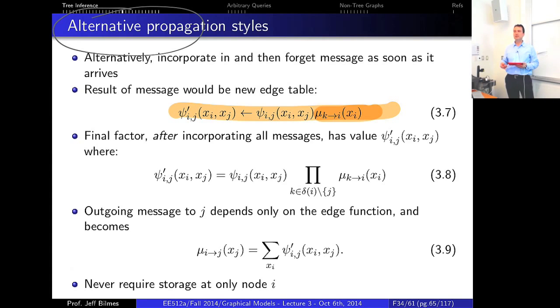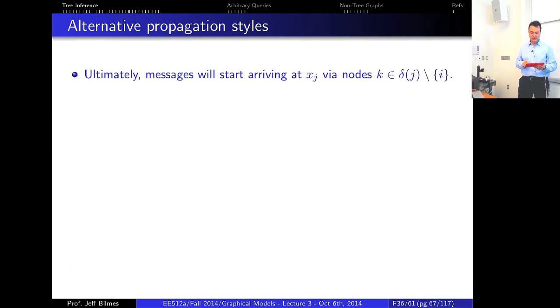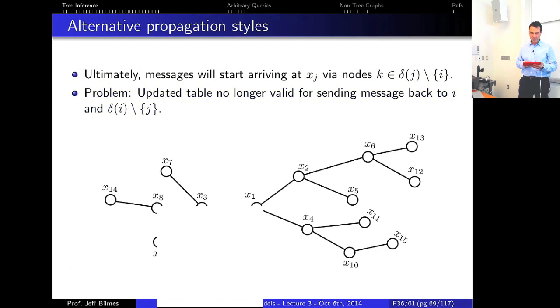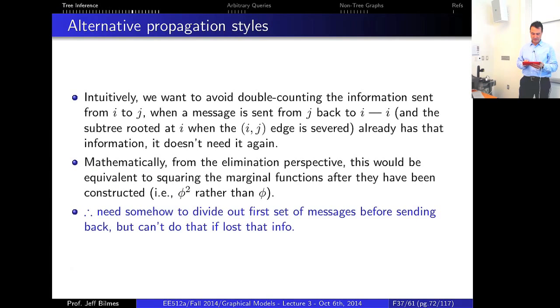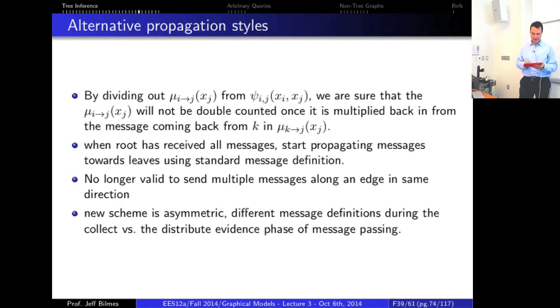But then the problem is that now you've lost that. You've changed the pairwise potential, and later on you might need to divide it out so you don't have double counting. And so there are these other propagation styles, which I'm going to skip. This talks about the dividing out problem. And here's one propagation strategy.